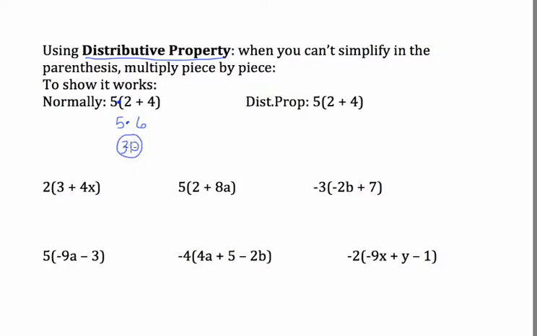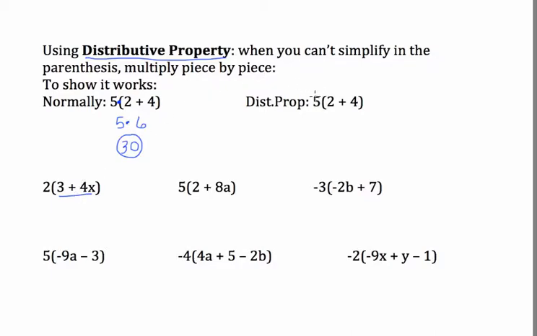What happens in the distributive property is you can only add like terms. So 3 plus 4x, I can't add those together. So therefore, I can't simplify what's inside that parenthesis. So what the distributive property does is it gives you a way around that. It gives you a way around order of operation. And here's what it says.